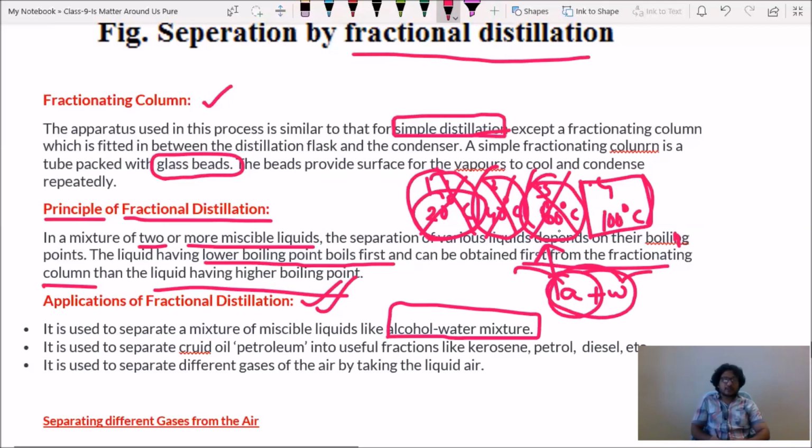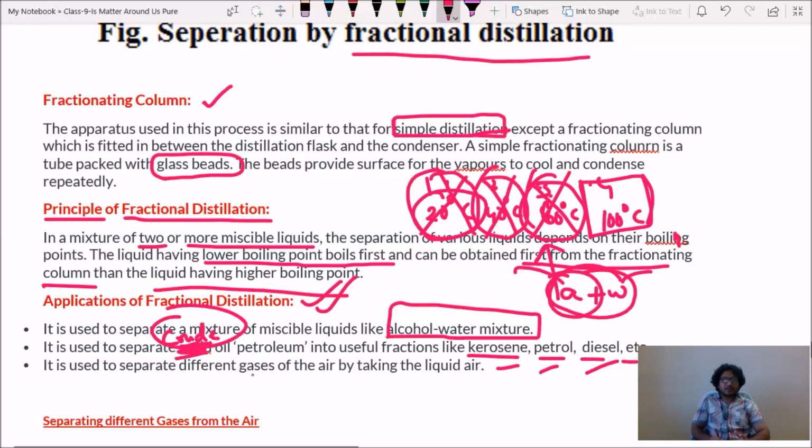It is used to separate crude oil, petroleum, into useful fractions like kerosene, petrol, diesel, etc. From crude oil, by doing fractional distillation, at one temperature we will get kerosene, at another temperature we will get petrol, at some other temperature we will get diesel. Like that, it can be separated.